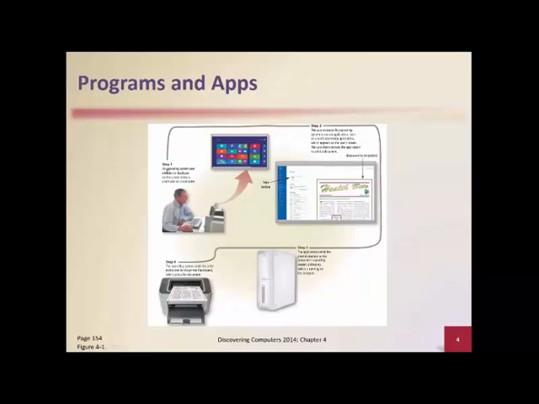So this is step one. An operating system user interface is displayed on the screen when the user turns on the computer. This is like the desktop, and this looks like Windows 8. The user instructs the operating system to run an application, such as a word processing application, which appears on the user screen, and the user instructs the application to print the document.